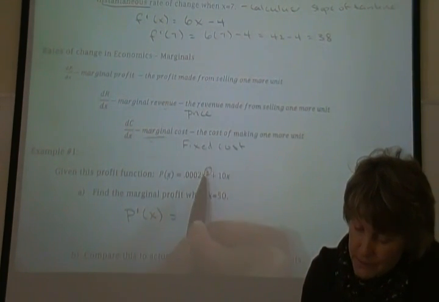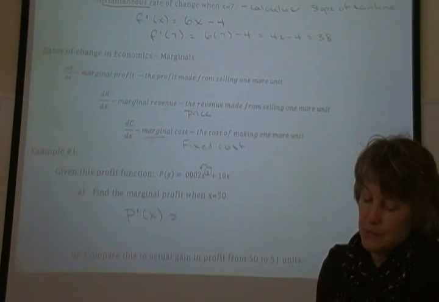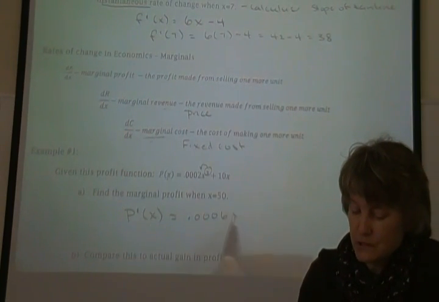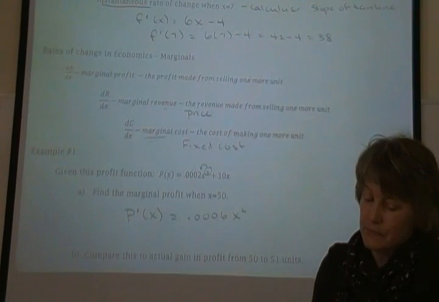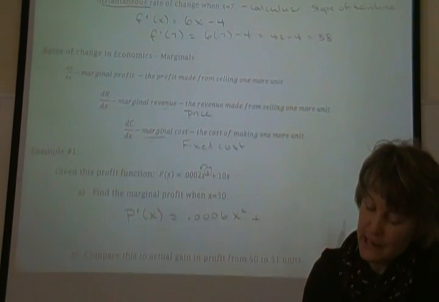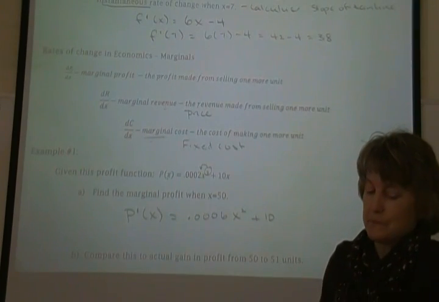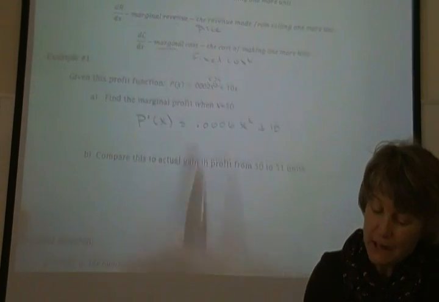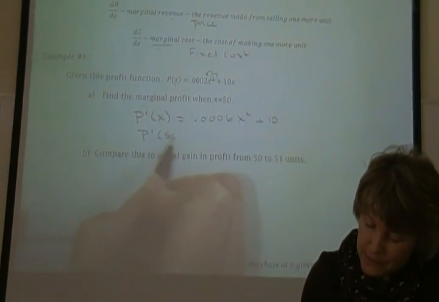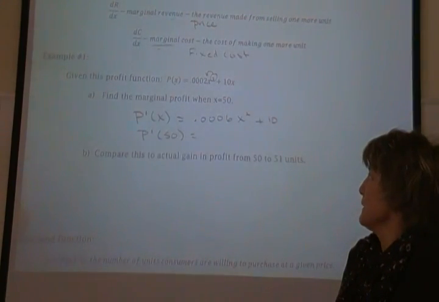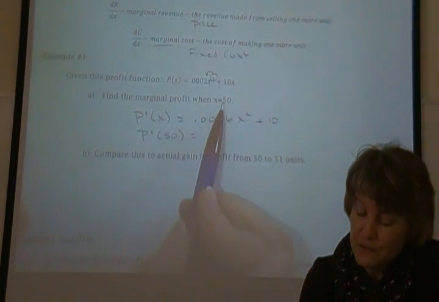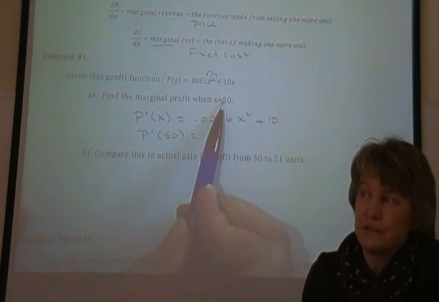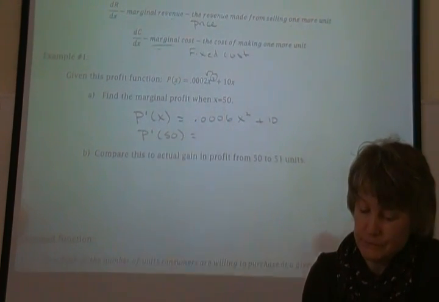So I'm going to use the power rule again. I'm going to pull the 3 down, 0.0006, and I'm going to drop the degree to x squared. Plus, I'm going to take the derivative of 10x, which is 10. So this is my marginal profit function. And now I'm going to evaluate that marginal profit function at the number 50. That'll tell me the marginal profit when x is 50, or the extra profit I'll make by making the 51st unit and selling it.